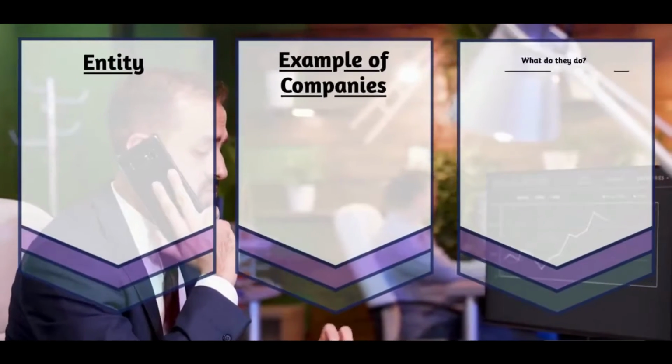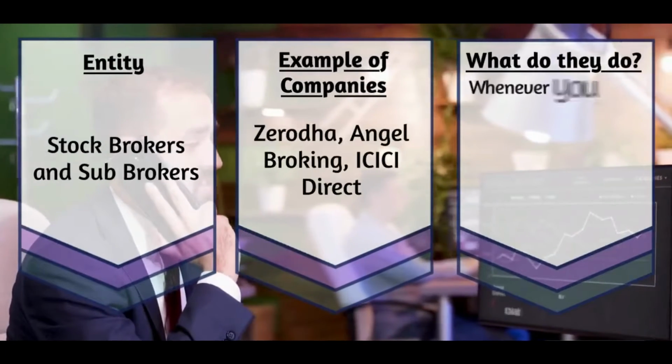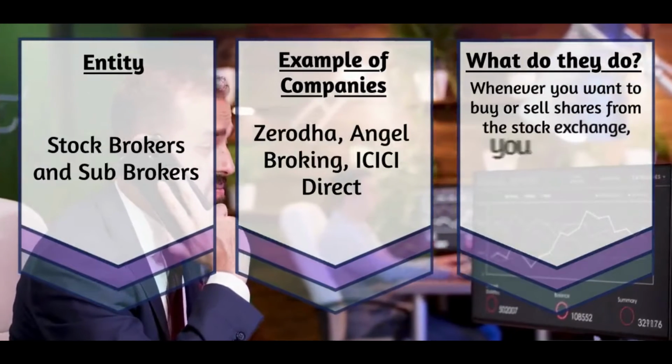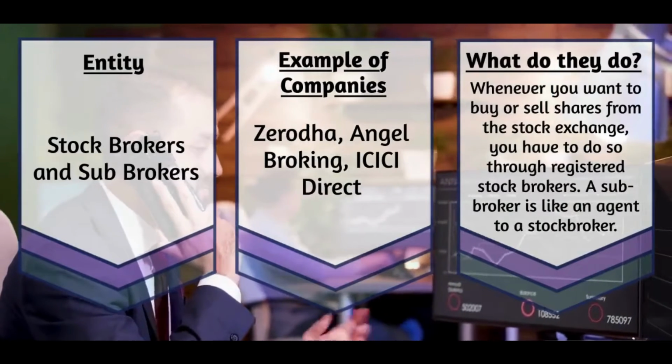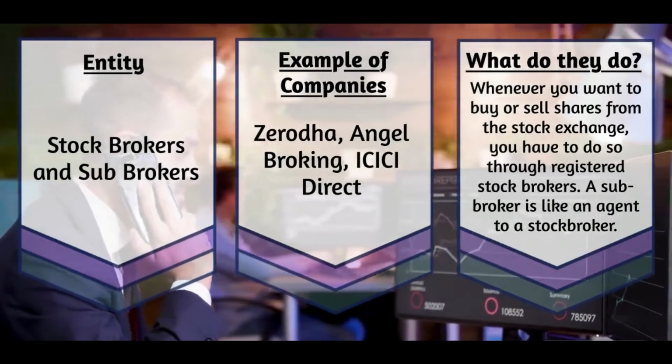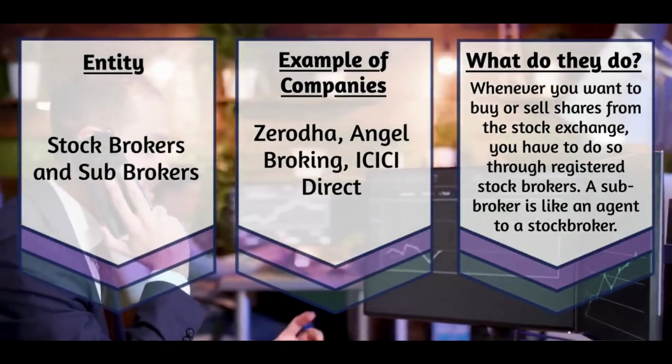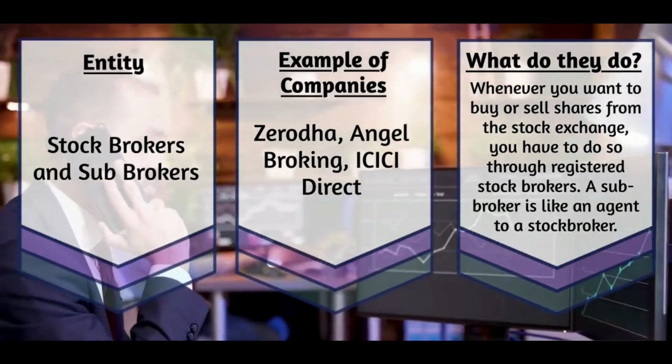Entity: stockbrokers and sub-brokers. Examples of companies are Zerodha, Angel Broking, ICICI Direct. Whenever you want to buy or sell shares from the stock exchange, you have to do so through registered stockbrokers. A sub-broker is like an agent to a stockbroker.